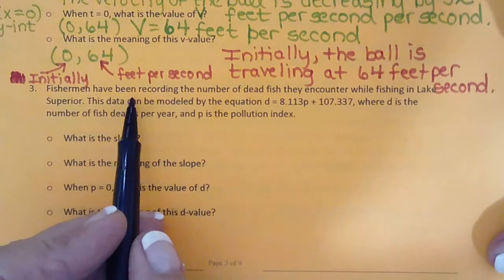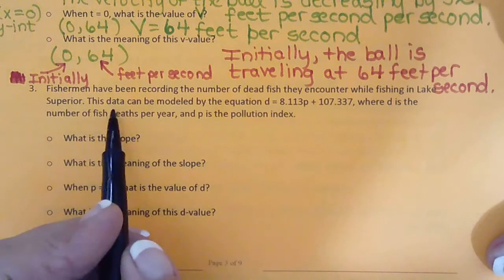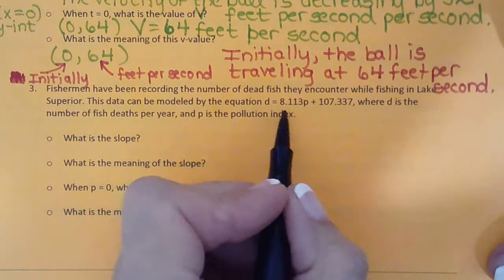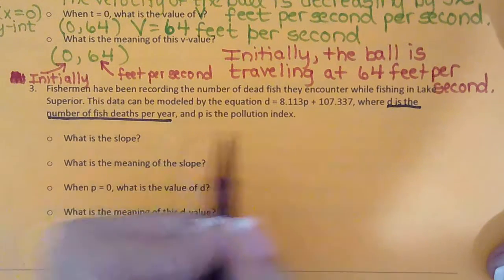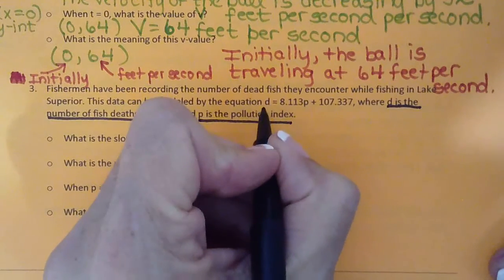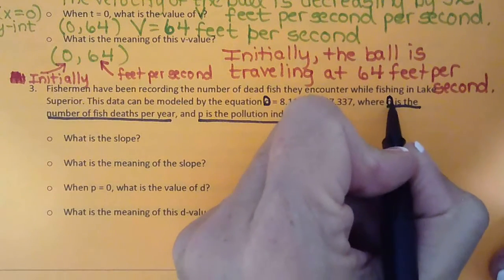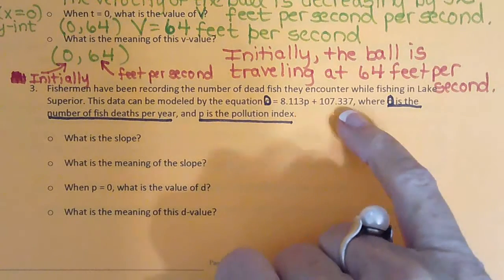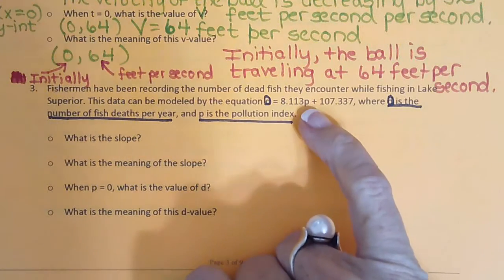Okay, so the fishermen have been recording the number of dead fish they encounter while fishing in Lake Superior. This data can be modeled by the equation where D is the number of fish deaths per year and P is the population index. So let's again make this a capital D because this is our Y. So y equals mx plus b. So you can see they're using d in place of y, and they're using p in place of x.